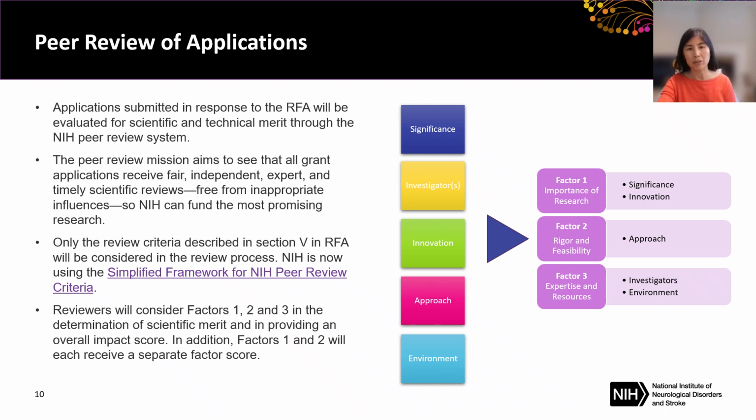Only the review criteria described in Section 5 in the funding opportunity will be considered in the review process. NIH is now using the simplified framework for NIH peer review criteria. Reviewers will consider factors 1, 2, and 3 in the determination of scientific merit and in providing the overall impact score. In addition, factors 1 and 2 will each receive a separate factor score.